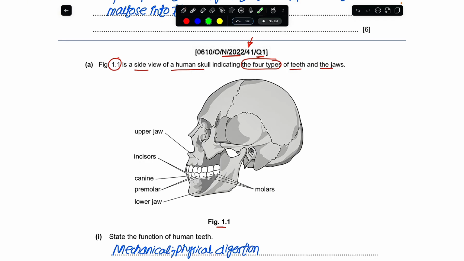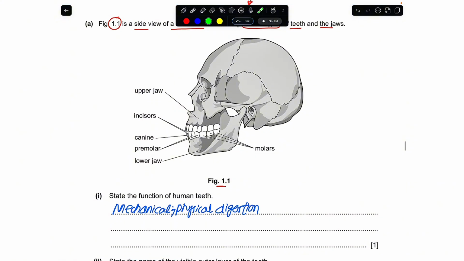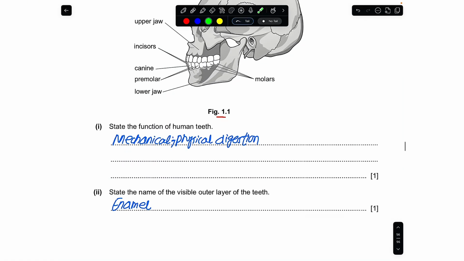So we know at the very front we have incisors, then the pointed teeth are the canines, then we have the premolars, and then the molars. Then they show you the upper jaw, and then the lower jaw. For 1 mark, they want you to state the function of the human teeth. Simply, they bring about the mechanical or physical digestion of the food. For 1 mark, they want you to state the name of the visible outer layer of the teeth. This is something we see daily in the mirror: the visible outer layer of the teeth is enamel.